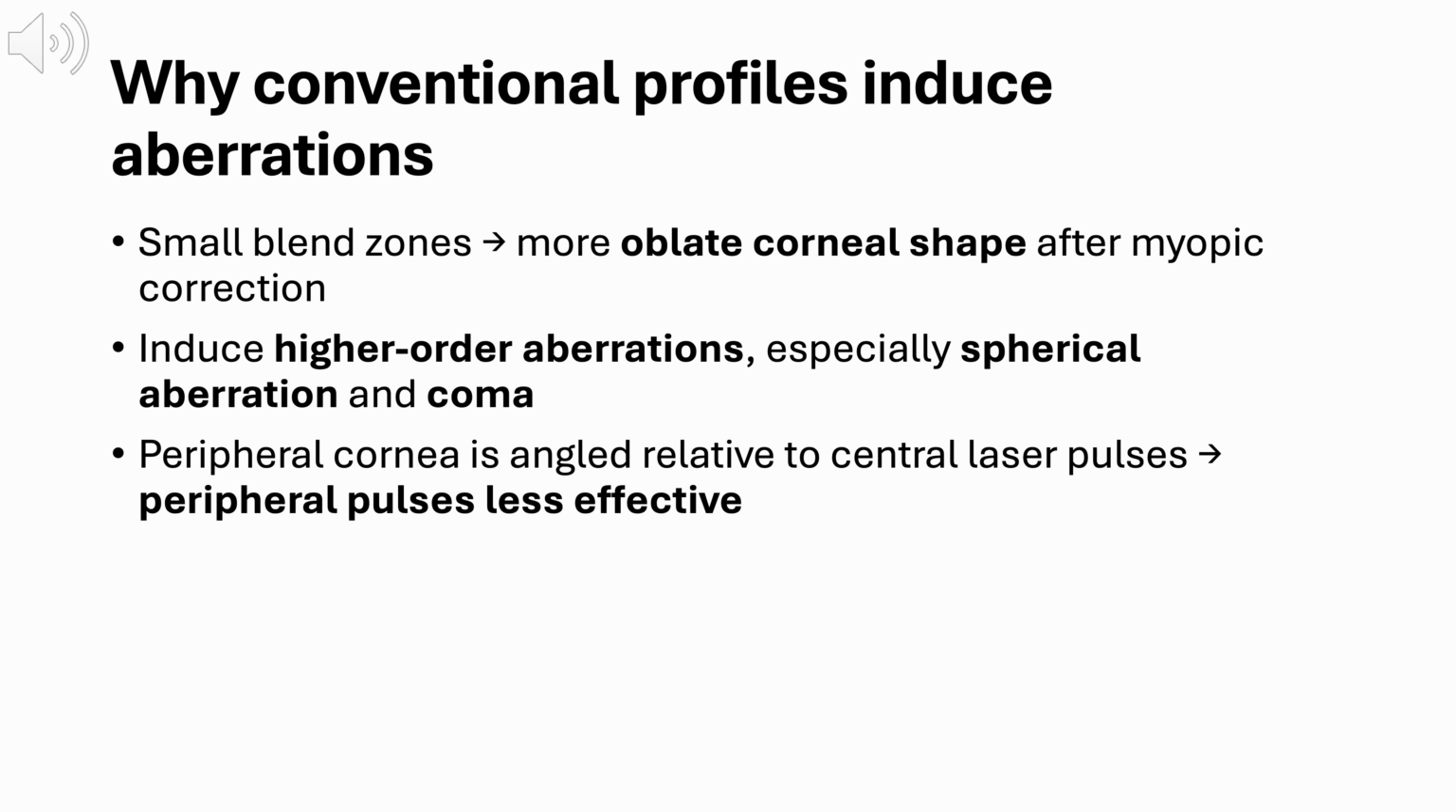There's also a geometric issue. The peripheral cornea is angled relative to the incoming laser beam, so peripheral laser pulses are inherently less efficient than central pulses. Even if the laser delivers the same energy, the effective ablation depth peripherally is reduced. The combination of small blend zones, altered corneal shape, and reduced peripheral ablation efficiency explains why conventional profiles often trade refractive accuracy for optical quality, setting the stage for why modern algorithms focus so heavily on asphericity and customized ablation.